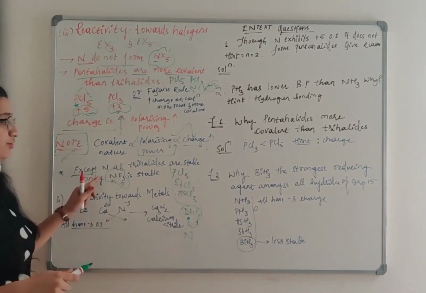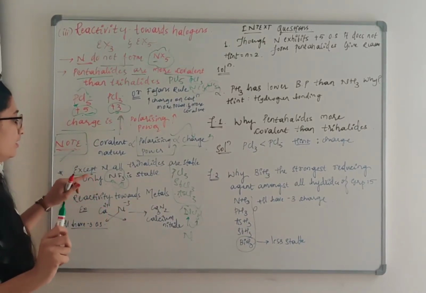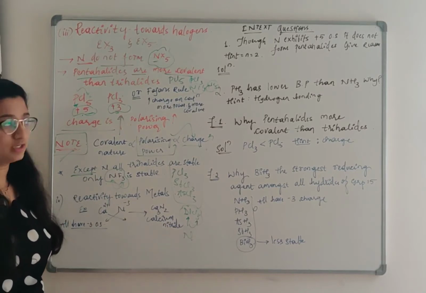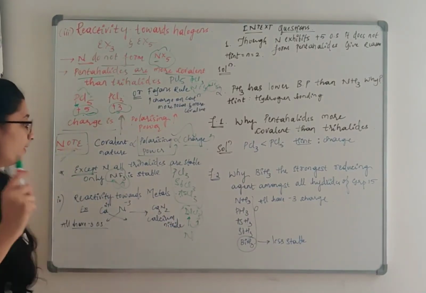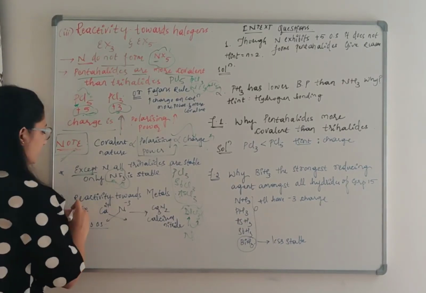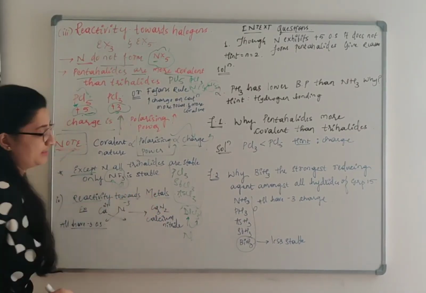Except nitrogen, all the trihalides are stable. Only NF3 is most stable. This is all about reactivity towards the halogens. The next chemical property is reactivity towards the metals.